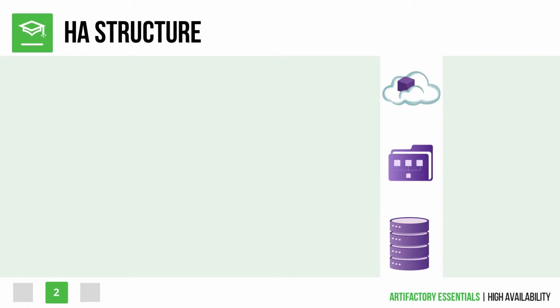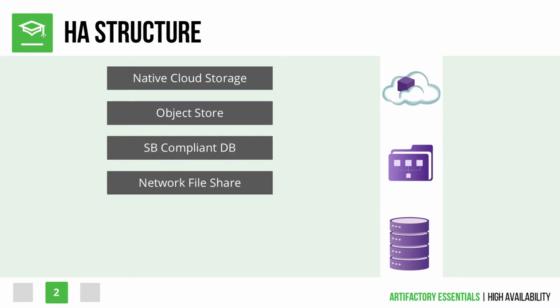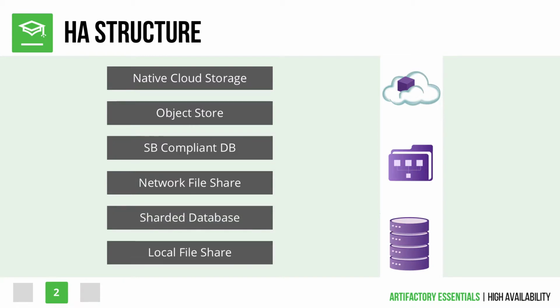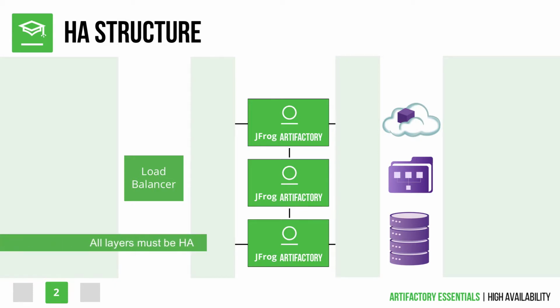The data storage can be native cloud storage, an object store, S3 compliant, a network file share, or even a distributed, sharded, or local file system. The more you mix and match various storage options, the more complex the system becomes. In a highly available service, all supportive layers must also be highly available. The database, the storage, and the networking load balancer tiers must all meet requirements for performance in an HA setup.